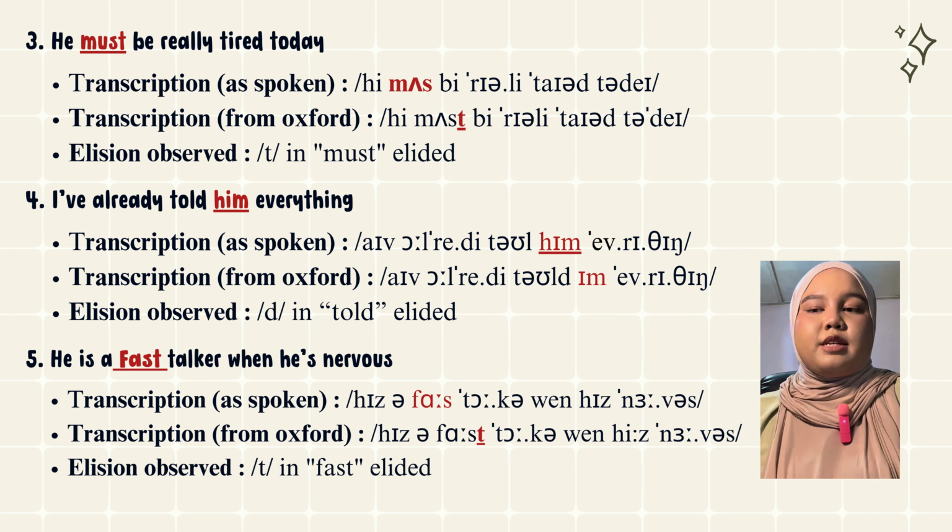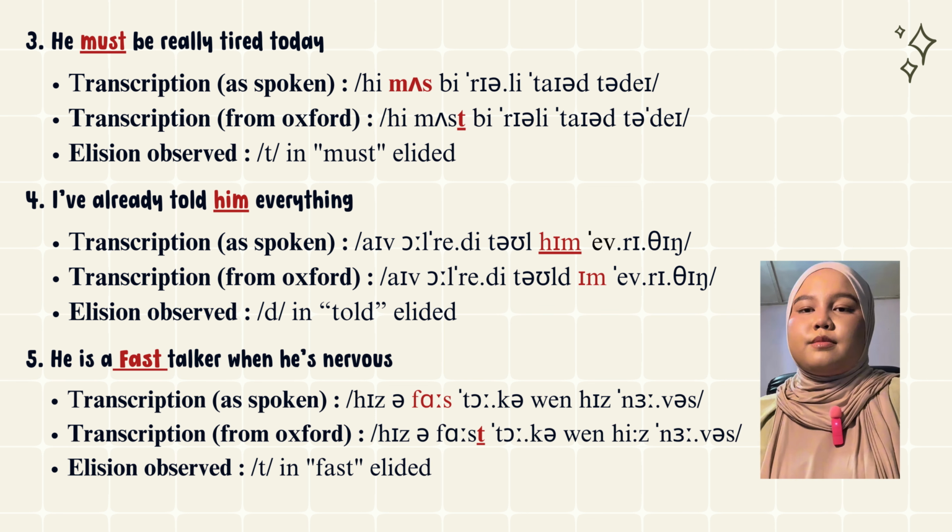And for the fifth sentence, he is a fast talker when he's nervous. He is a fast talker when he's nervous.